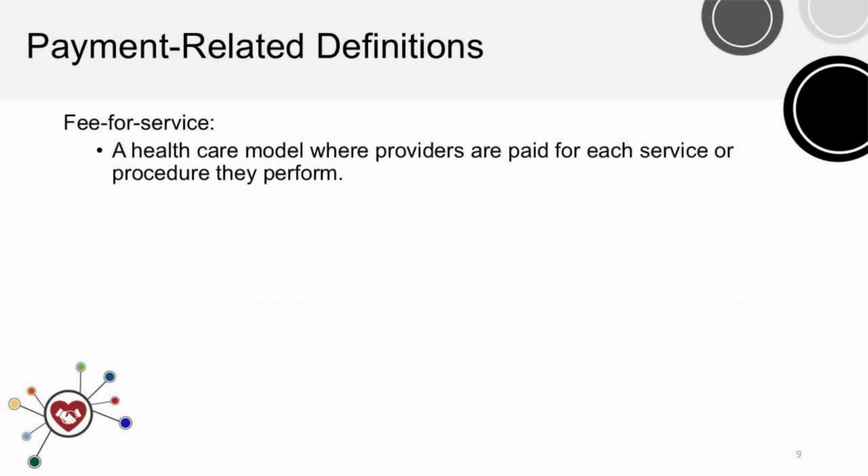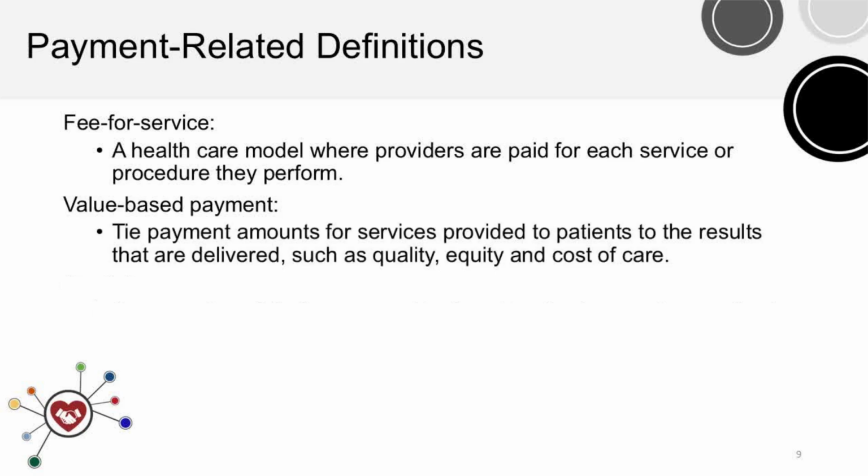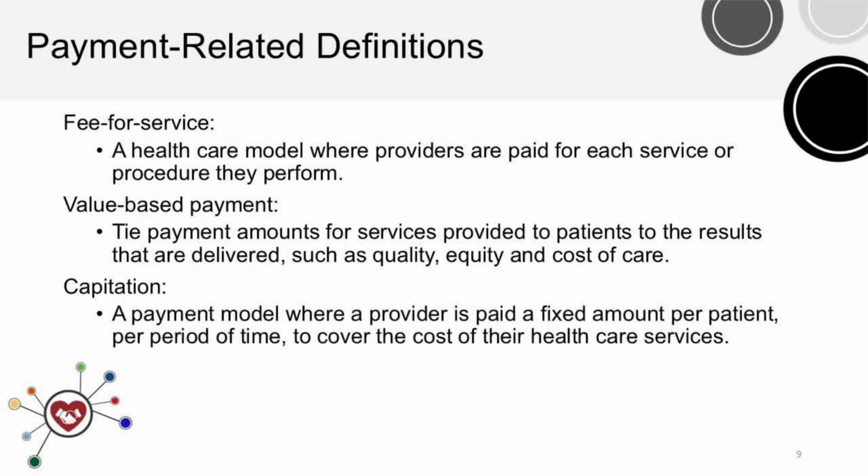Fee-for-service is a healthcare model where providers are paid for each service or procedure they perform. Value-based payments tie payment amounts for services provided to patients to the results that are delivered, such as quality, equity, and cost of care. Capitation is a payment model where a provider is paid a fixed amount per patient per period of time to cover the cost of their healthcare services.